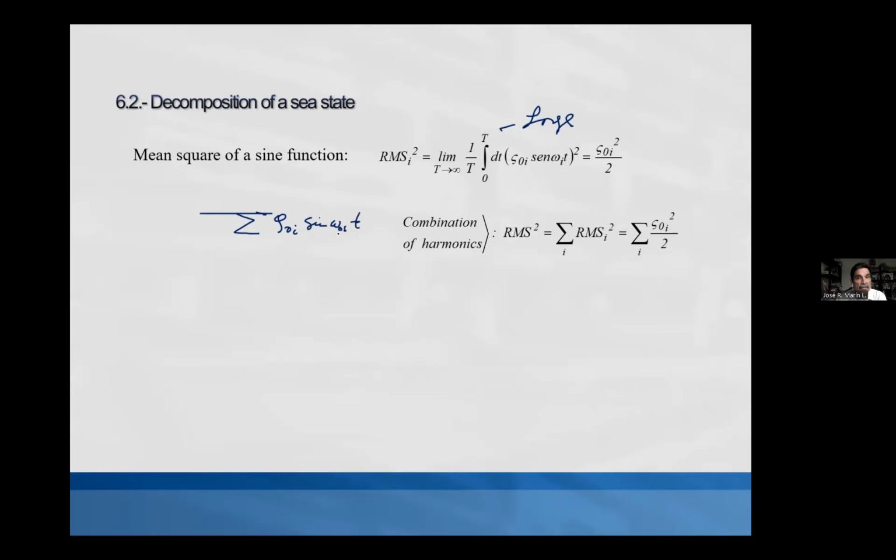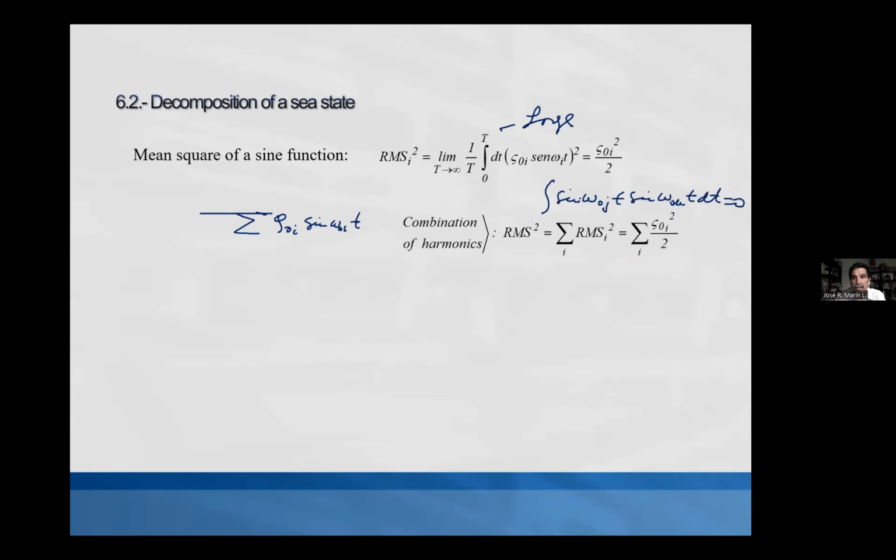So this is the summation. And again, we calculate the RMS squared. Okay, so we do something like this, but now instead of having one, we have a summation, a combination of these harmonics. So this is this, because if you integrate a sine omega j times sine k times time dt, this is 0.